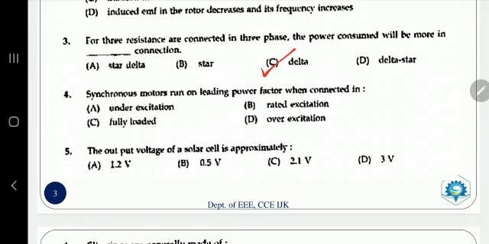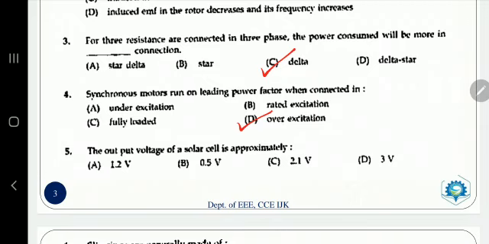Synchronous motors run on leading power factor when connected in. The answer for this question is when connected in overexcited, and during this it works as a condenser, and this is known as the synchronous motors which are operated in overexcitation. They will be giving the leading power factor condition. So, the answer for question number 4 is option D. Let's go into the next question, question number 5.